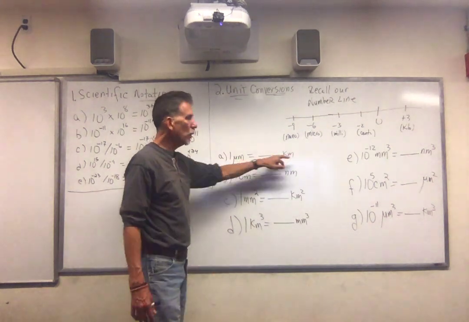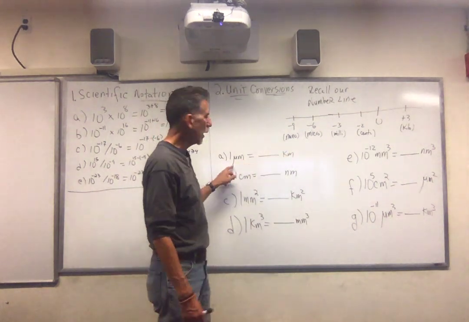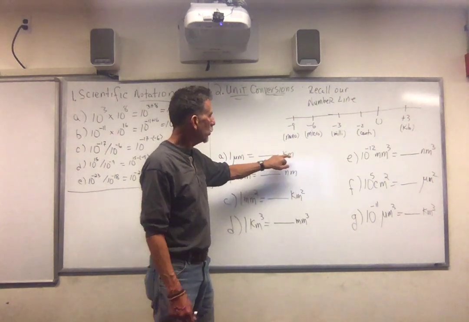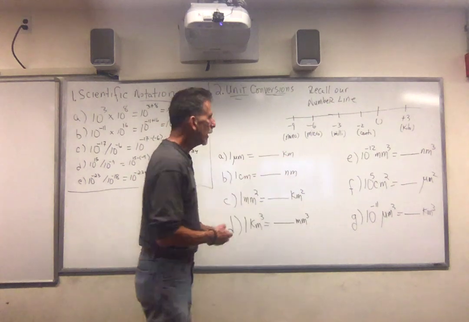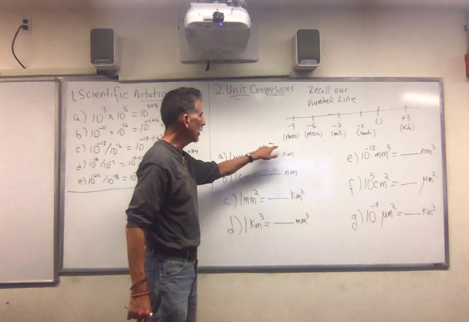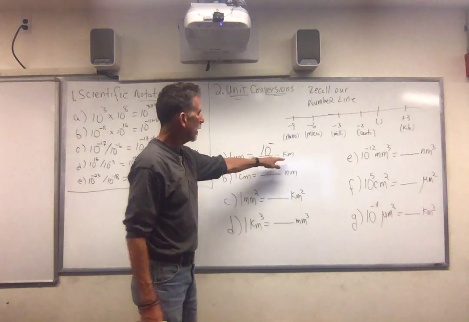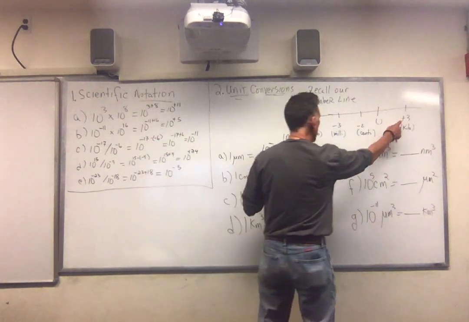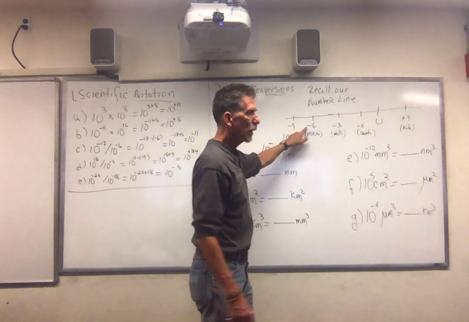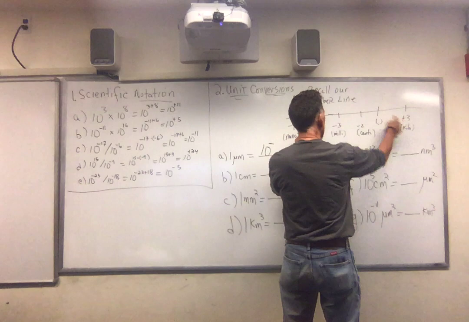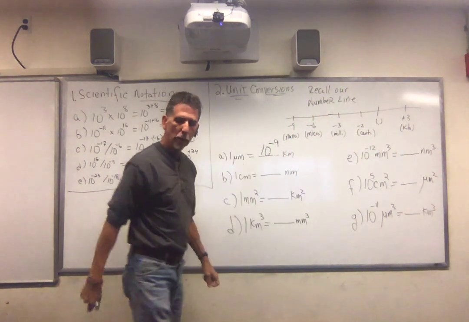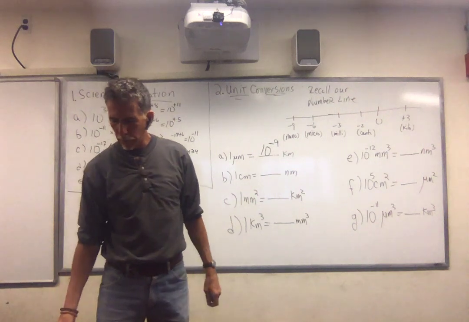A micrometer, 2 kilometers. How many kilometers make 1 micrometer? Once again, our silly rule is when this side is bigger, the exponent is negative. Remember, bigger, smaller. Bigger is negative. Okay? Now, kilo is plus 3. Micro is minus 6. If we count the number of steps, there's 9 steps. So this should be 10 to the minus 9. Okay? So you check my results.